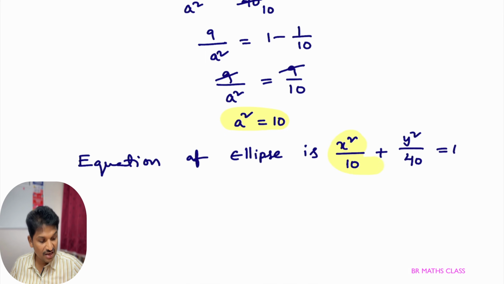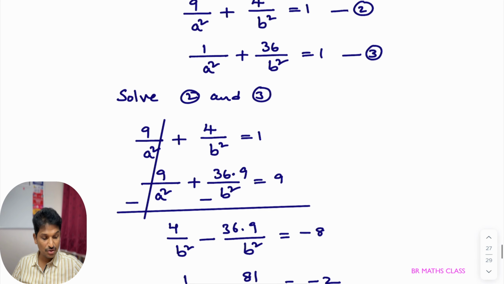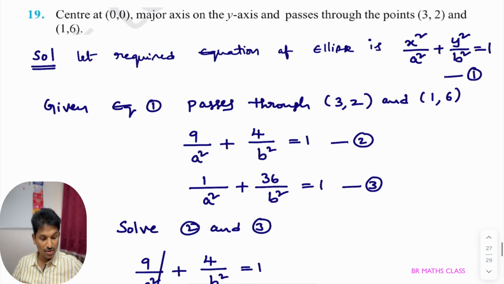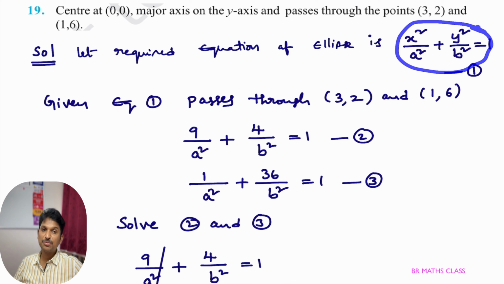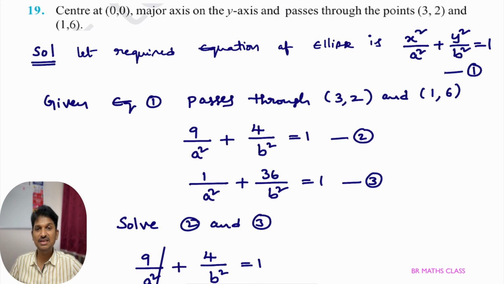This is the required equation of ellipse when ellipse passes through given 2 points and whose major axis is on y-axis. This data is also not much useful, right? When the ellipse passes through 2 points, you take the required equation of ellipse like this and you substitute these 2 points and get the values of a square and b square. It's easy actually. I hope you are understanding.